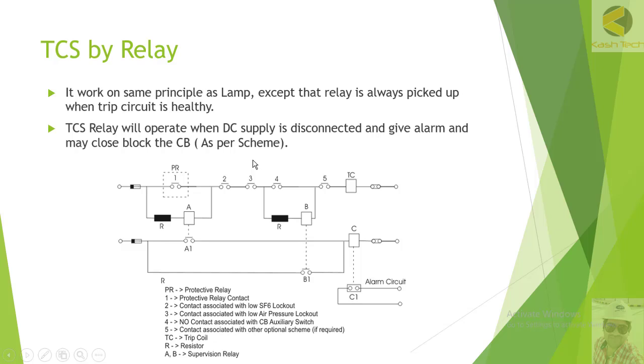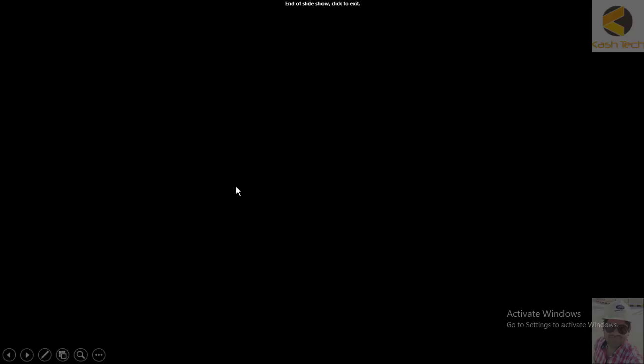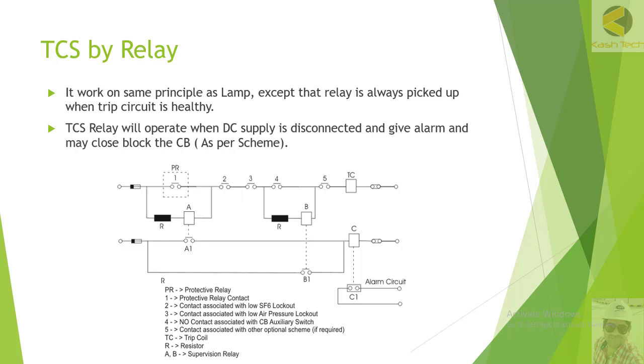So here you can see very easily. Here basically there are two coils for the trip circuit supervision relay, A and B. The coil A is energized when the circuit breaker is closed.